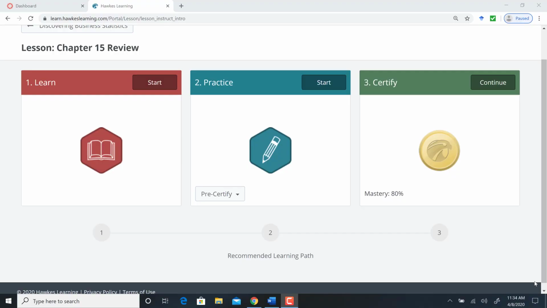Hello class, in this lecture I will try to solve some Hawkes learning problems related to chi-square distribution. So this is chapter 15 review. So let's start with practice questions.